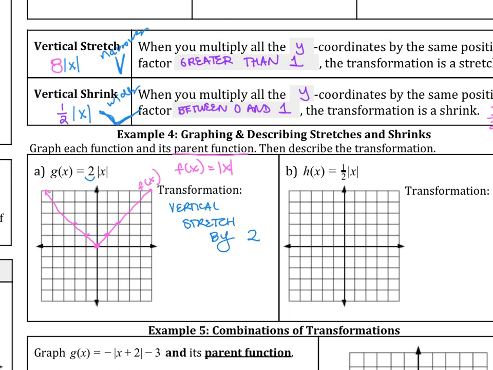So let's just do it once with plugging in numbers, right? So if I plugged in a 0, 2 times the absolute value of 0 is just 2 times 0, which is 0. So it's still here. If I plugged in 1, I want you to see what happens. 2 times 1 is now 2. So if I plug in 1, I get a 2. What if I plugged in a 2? So 2 times 2 is 4.